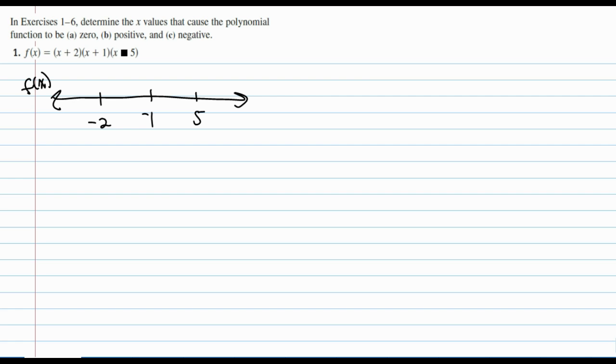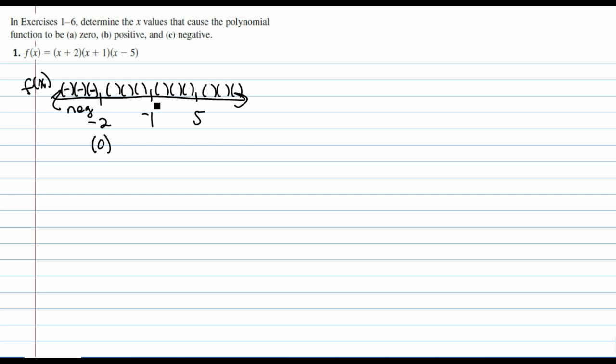Now I need to represent each quantity with a set of parentheses. I'm going to pick any number I want to the left of negative 2 on the number line, so negative 10 is fine. Negative 10 plus 2 is negative, negative 10 plus 1 is also negative, and negative 10 minus 5 is also negative. A negative times a negative is a positive, times another negative would be negative. So the resulting values to the left of negative 2 are negative. If I plug in anything to the left of negative 2, the y values come out negative. If I plug in negative 2, the y value will be 0.